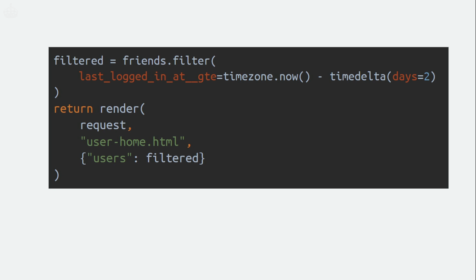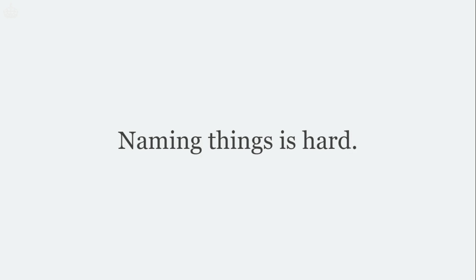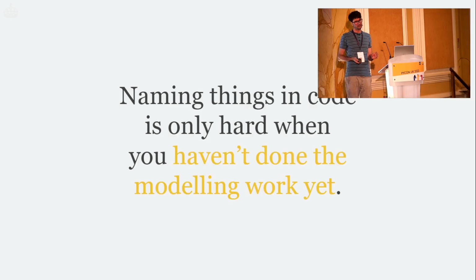What we're doing here is we've got the user's friends into what's called a Django query set. That object there is friends. And we're filtering it by the ones that logged in 2 days ago, as per the ticket. Now, filtered there, users, filtered. It's all a bit hand-wavy, isn't it? We're not really naming things very well. And you might say, well, naming things is hard. That's what people always say. My take on it is naming things in code is only hard when you haven't done the modeling work yet. If you've done the modeling work, you've got names for things, and it becomes a lot easier.